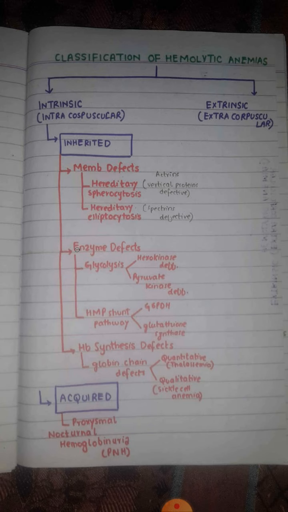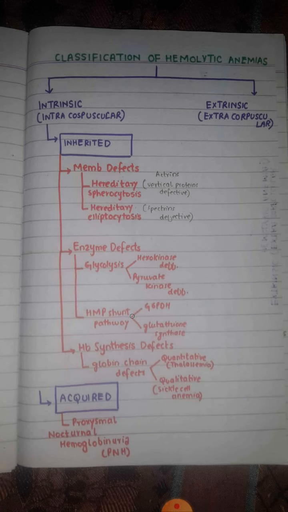Now, what are the enzyme defects present inside the red blood cells? Enzyme defects can occur in two pathways. Number one, there can be defective enzymes of the glycolysis pathway, or there may be defective enzymes of the hexose monophosphate shunt pathway. In the glycolysis pathway, there can be hexokinase deficiency, or there may be pyruvate kinase deficiency. Hexokinase is responsible for the conversion of glucose into glucose 6-phosphate in the RBCs, and pyruvate kinase is responsible for the conversion of phosphoenolpyruvate to pyruvate in the red blood cells.